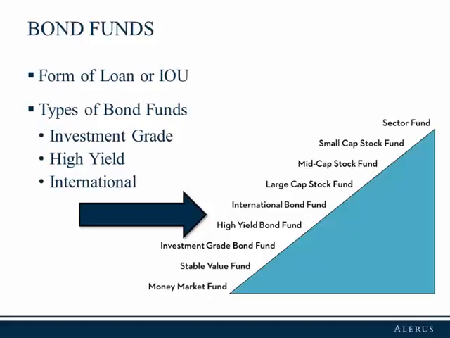The most common bond funds made available in employer-sponsored plans are investment-grade bond funds, which buy high-rated government and corporate bonds, high-yield bond funds, which seek lower-quality bonds that offer higher yields than investment-grade bonds and are more susceptible to economic and credit risk, and international bond funds, which select bonds issued by entities outside the United States.